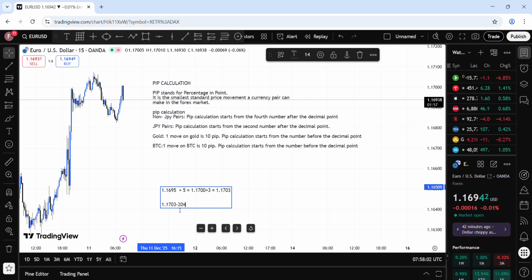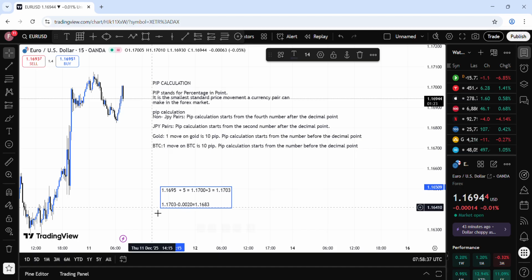A very simple way is to write it as 0.0020 just to get the figure. Turn it to the same decimal places, because this 20 means we start our calculation backwards from the fourth number. So you just do 1.1703 minus 0.0020, and it will give you 1.1683. Do you understand? It's very simple. You just minus it.